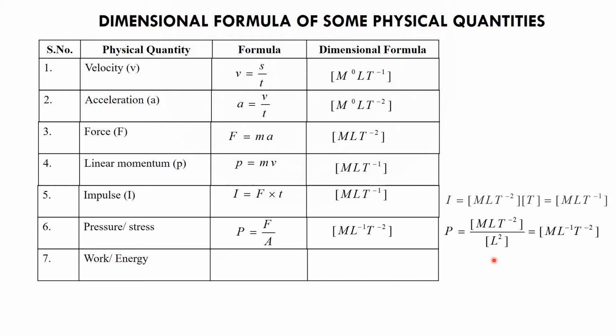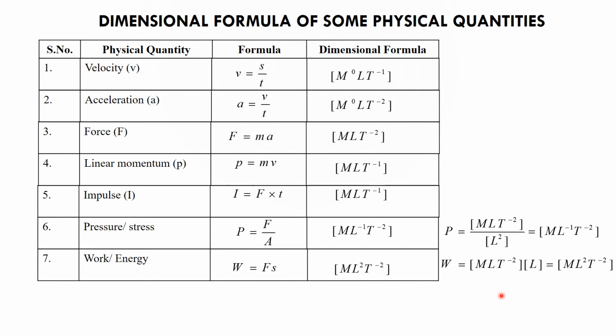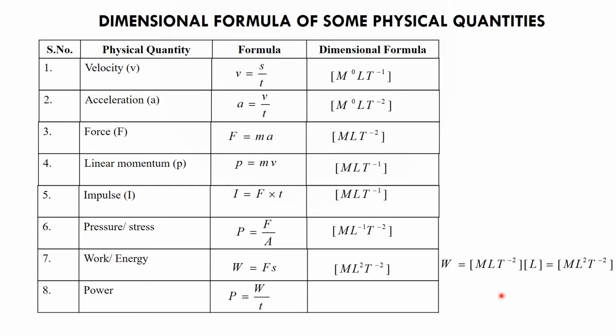Work or energy, they have the same dimensions. So work is force into distance. Force is MLT^-2, distance is L. So what are the dimensions? ML^2 T^-2.